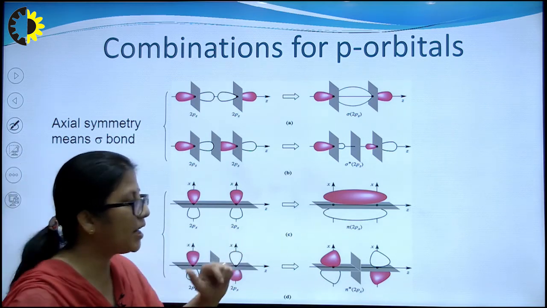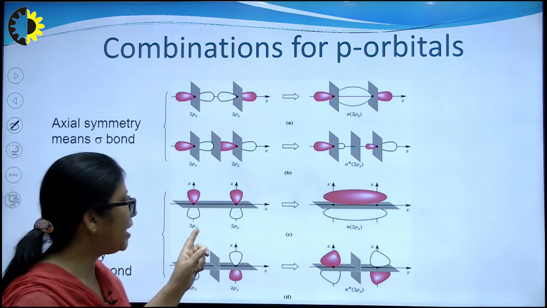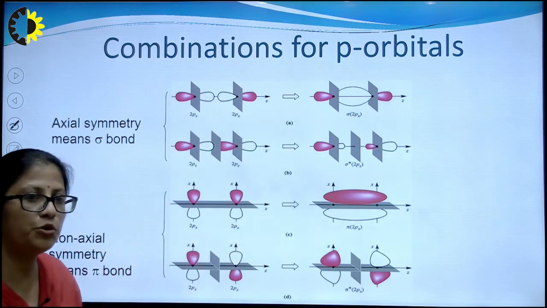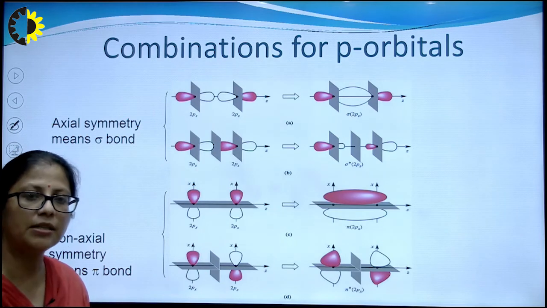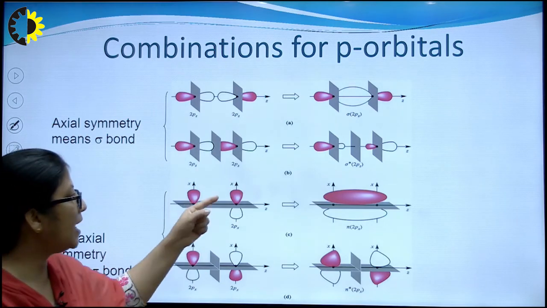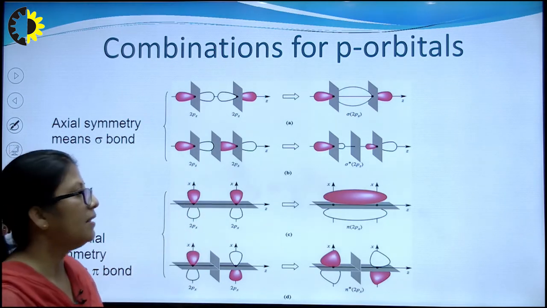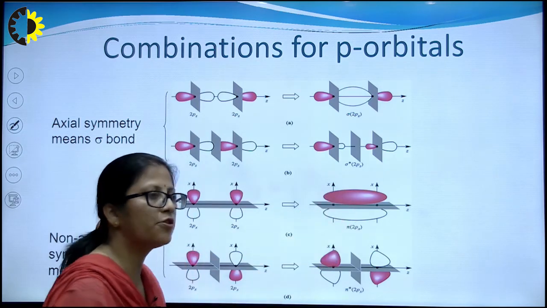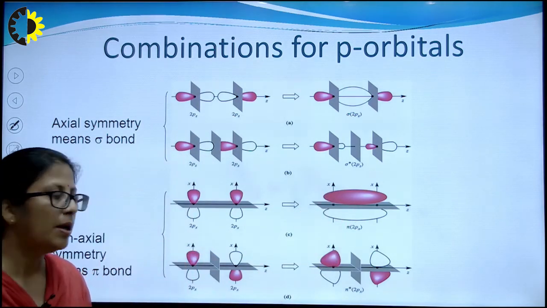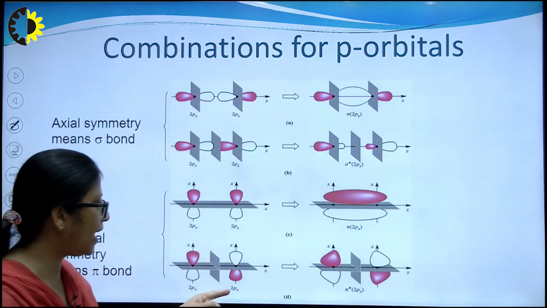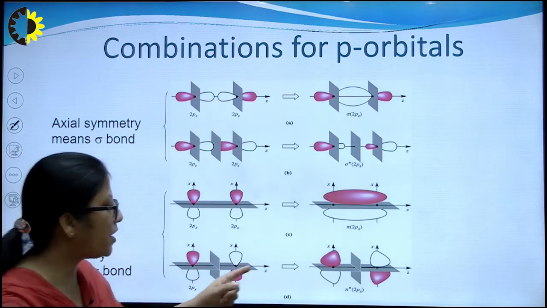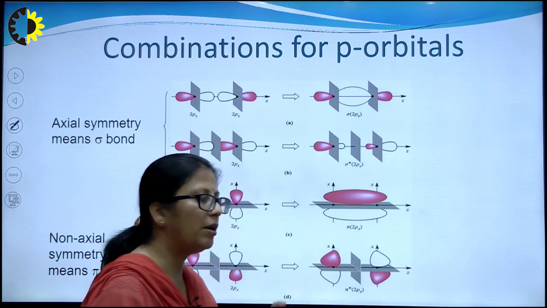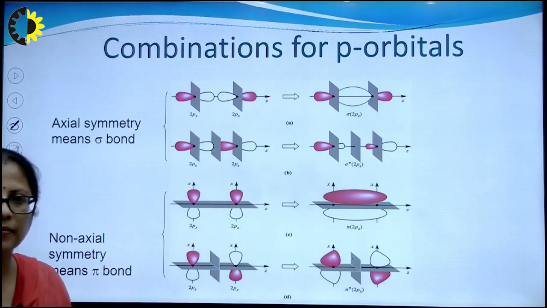How is pi 2px being formed? Pi 2px is being formed by the additive combination of the 2px orbitals. When the same sign get combined, it results in an additive combination and the pi 2px orbital will be formed. But if the sign is different, it will result in the formation of pi star 2px, and a node will be formed in between.